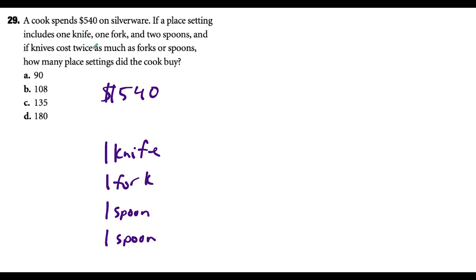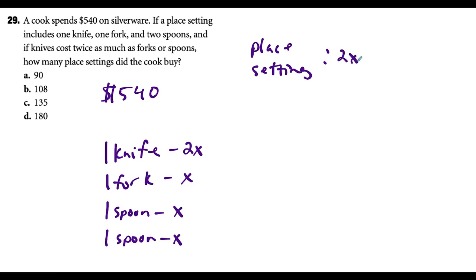And here's some important information. A knife costs twice as much as forks or spoons. So if a fork is X, the knife is twice as much. And it's saying the knife is twice as much as forks or spoons, which means forks and spoons are the same price. So we'll call them both X. So how much does a place setting cost? We would have to add 2X plus X plus another X and plus another X. So this is going to work out to 5X. So a place setting equals 5X.